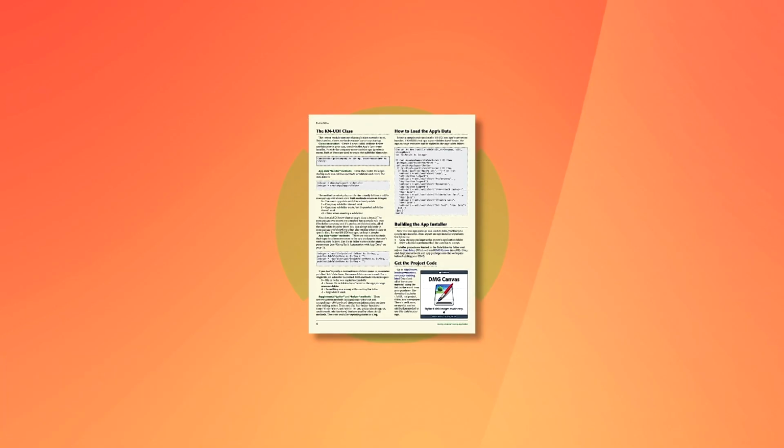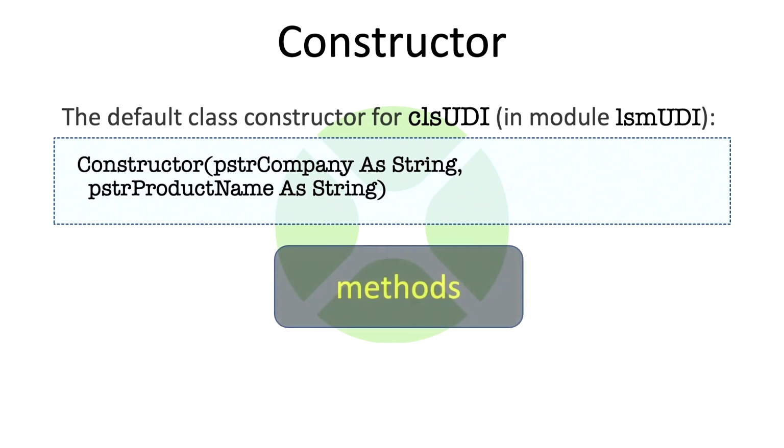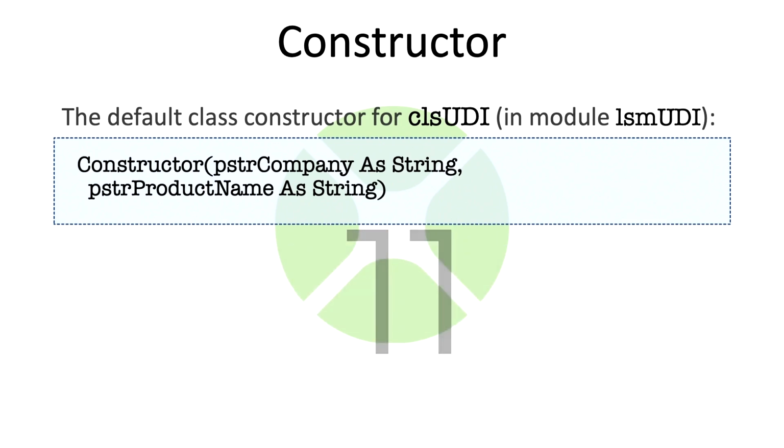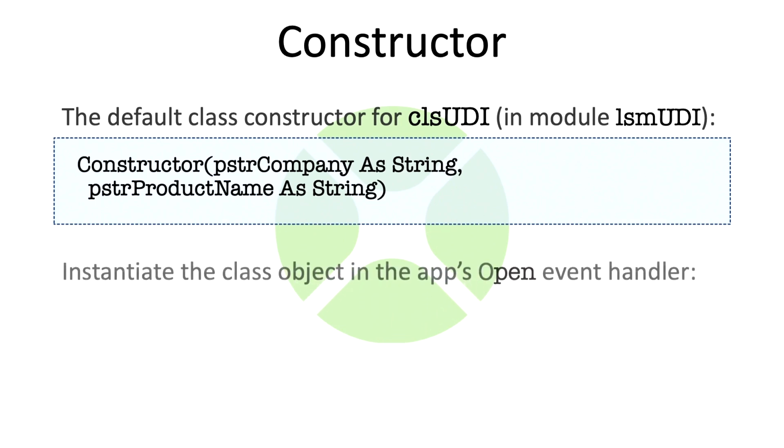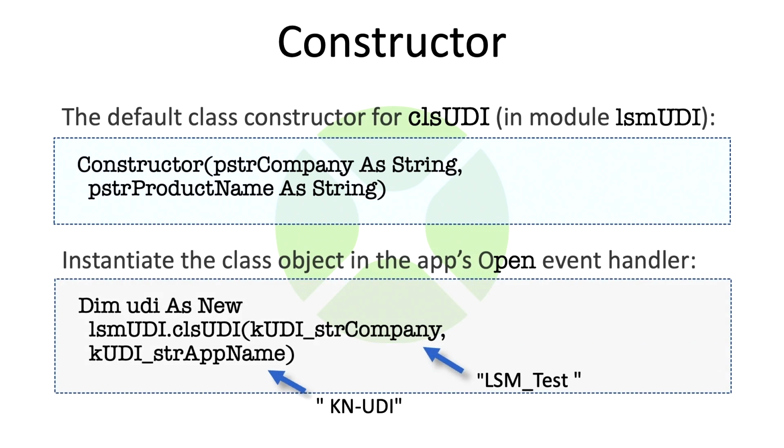The default class is a constructor where you identify the name of the company or the product group and then the product's name. In this case, the product name would be KNUDI. And then the methods, there's 11 of them, including that constructor. But you instantiate it just like that, pretty simple, where you use that constructor to create an object.